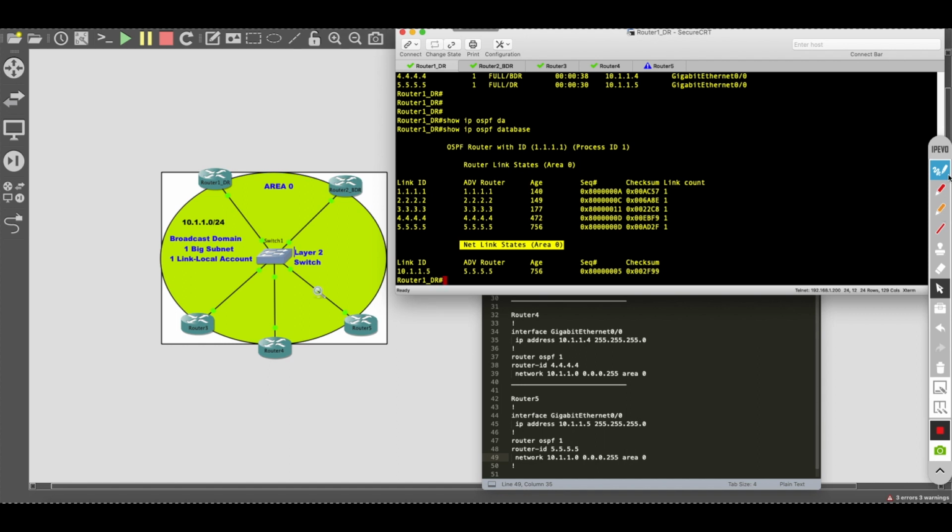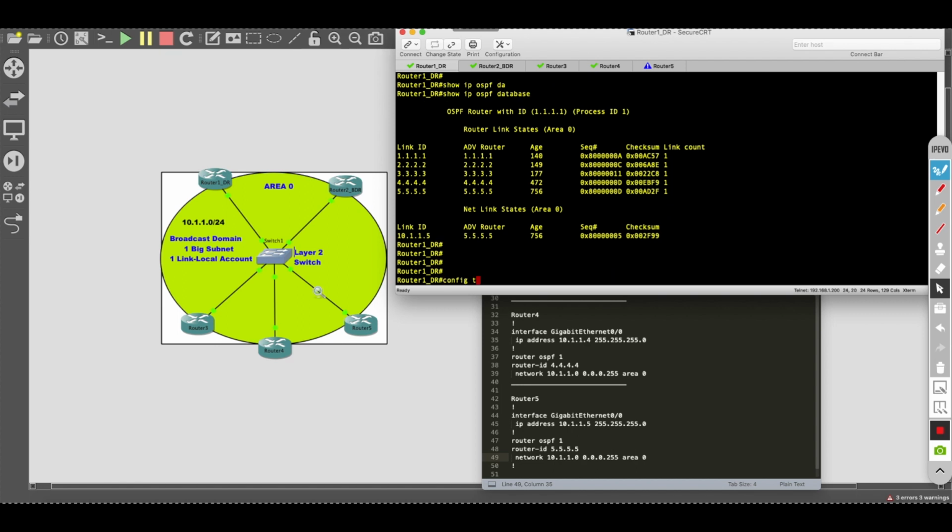Now, for all intents and purposes, we have a situation in which we have allowed this broadcast domain to be equal in every part. And as a result, it selected router 5 as the designated router and router 4 as the backup designated router. Now, that was not our intention. Our intention is to have router 1 as the DR and router 2 as the BDR. So what I'd like to do is show you how we can effectively manipulate the election process.